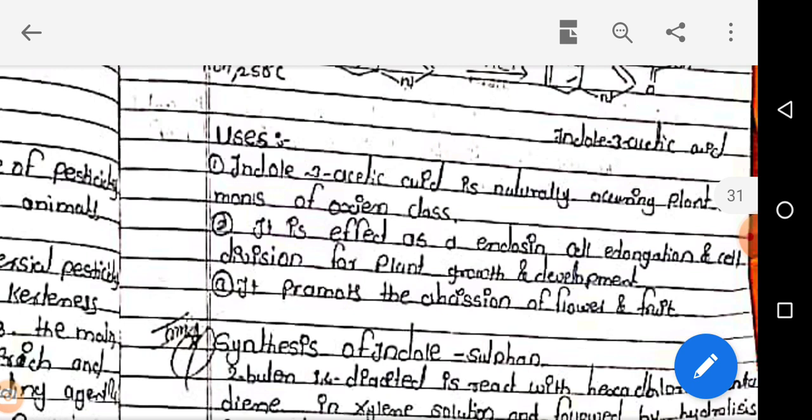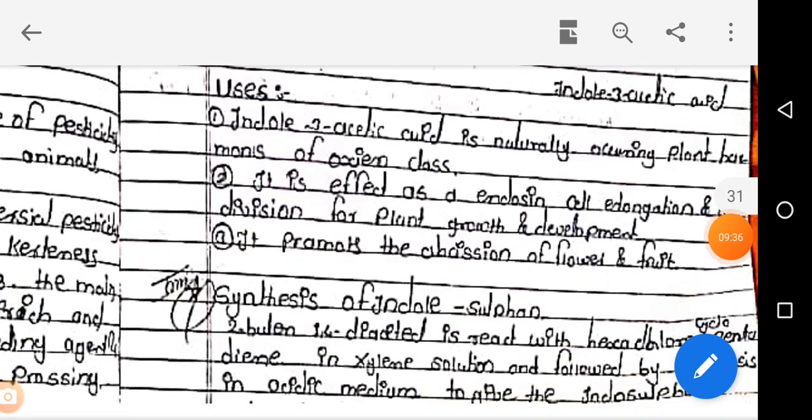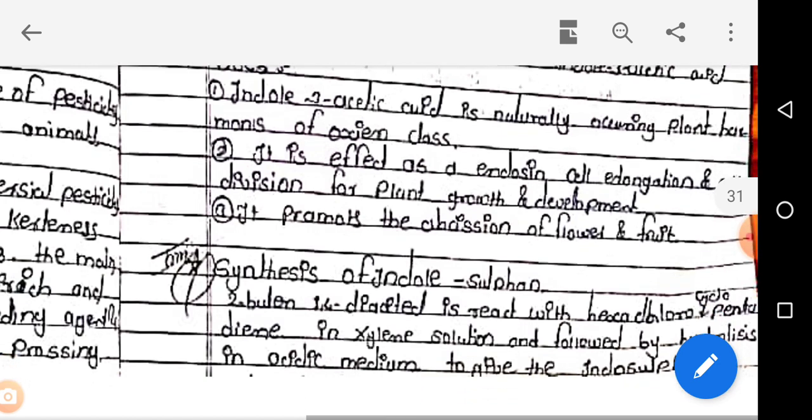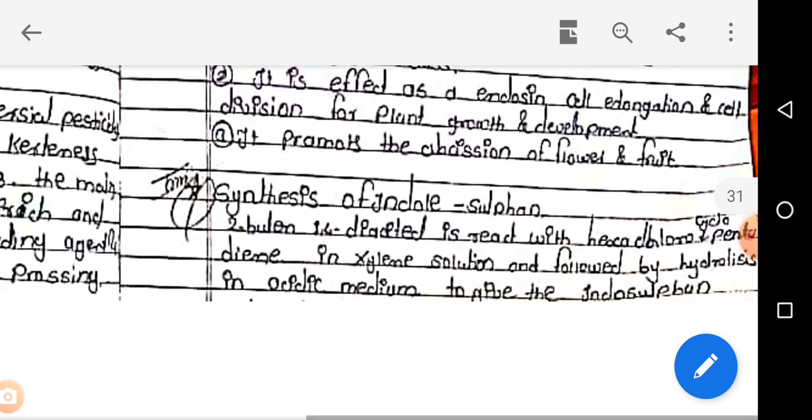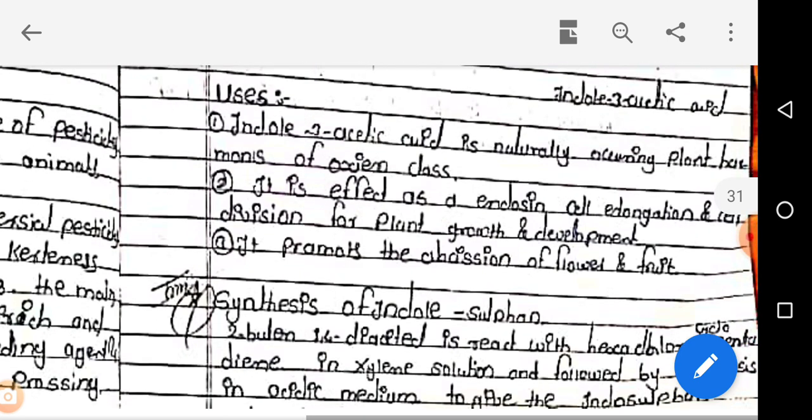What is the use of indole 3 acetic acid? Indole 3 acetic acid is a naturally occurring plant hormone of the auxin class. It affects cell elongation and cell division for plant growth and development. It promotes the absorption of the flowers and fruits. It is natural, but if a plant is not growing, it is spread externally on that plant, as required for height or development.